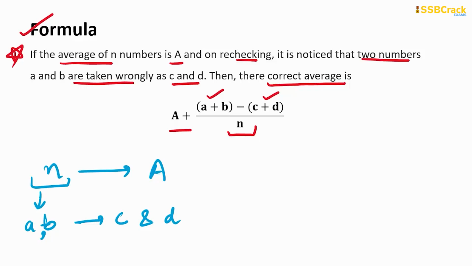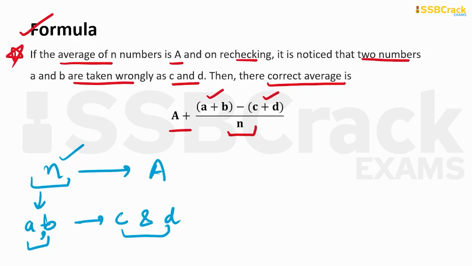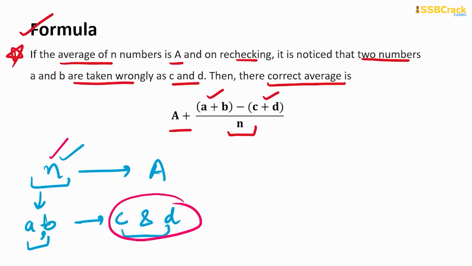So we have calculated this average using C and D instead of A and B. Right? Now we have to find the correct average. So here firstly we need to subtract this C and D from the sum of n numbers, and then we have to add this A and B here.